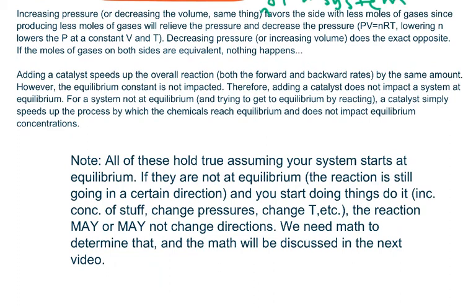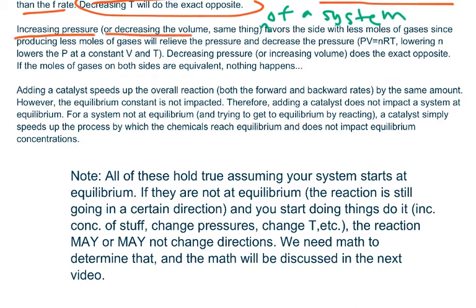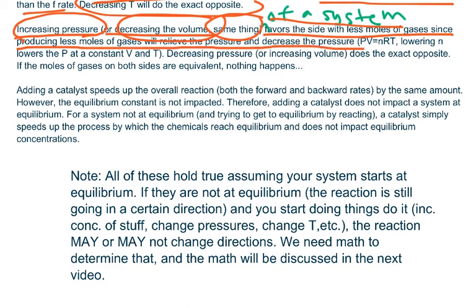So now let's talk about the next point. Increasing the pressure of a system or decreasing the volume of a system, and they do the exact same thing, by the way. So doing either of these two to a system. So, for example, if you're increasing the pressure of a system, you're increasing the pressure of all the gases, not just one gas, but all the gases. And if you're decreasing the volume, you're decreasing the volume for everything. So doing this favors the side with fewer moles of gas, since producing fewer moles of gas will relieve the gas pressure and decrease the pressure.